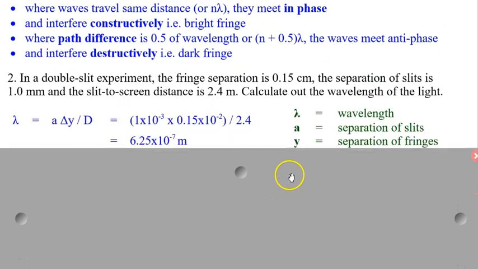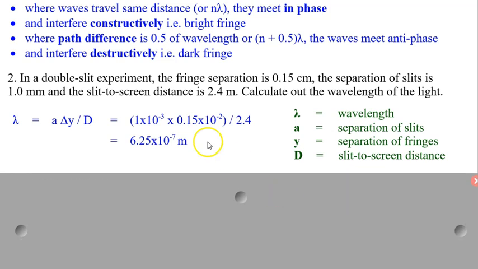Question 2 is the basic calculation. So as always, write the formula, substitute the numbers, make sure you get the units correct. So very often they'll give you millimeters and centimeters. So the slit separation 1 millimeter, 1 × 10^-3, multiplied by the fringe separation 0.15 centimeters, divided by 100, divided by 2.4 meters.